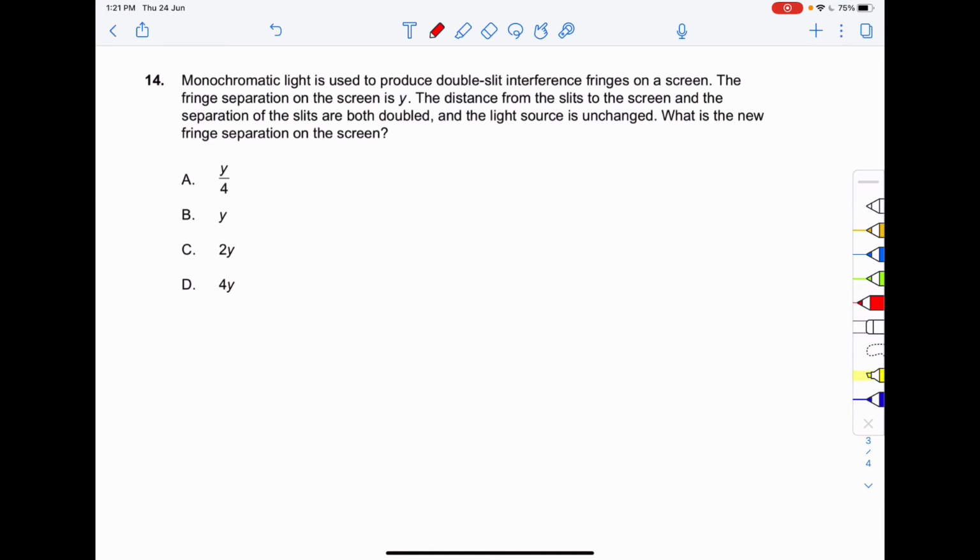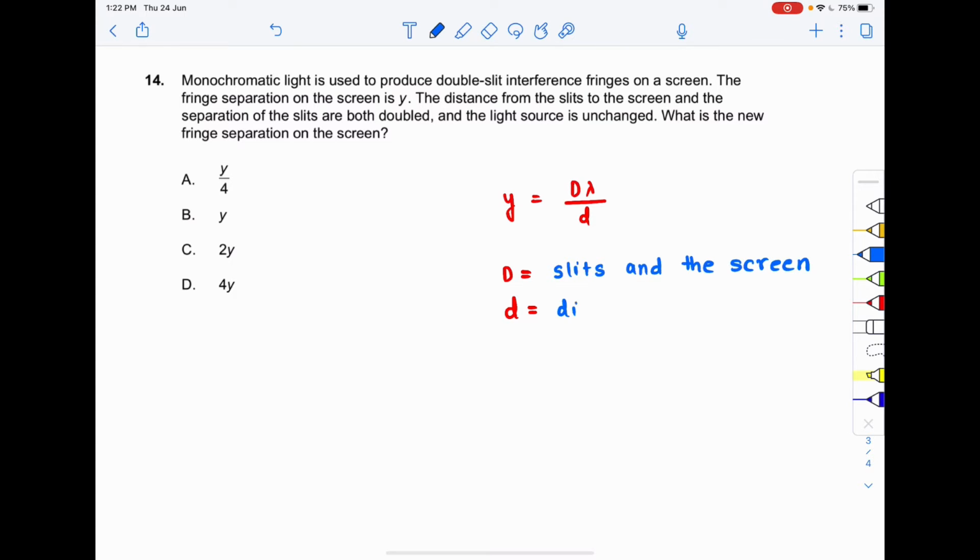So over here they are given that the initial fringe separation is equal to y. And we know that the fringe separation is equal to Dλ by d, where capital D is the distance between the slits and the screen, and small d is the distance between the two slits. So small d is the distance between the slits.